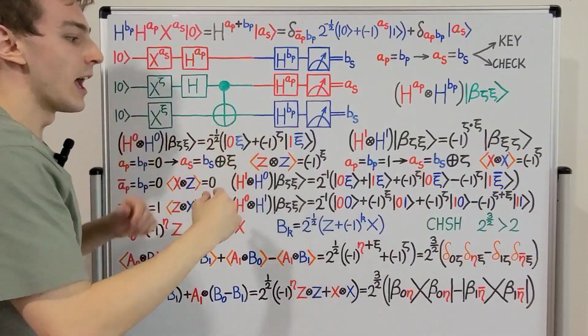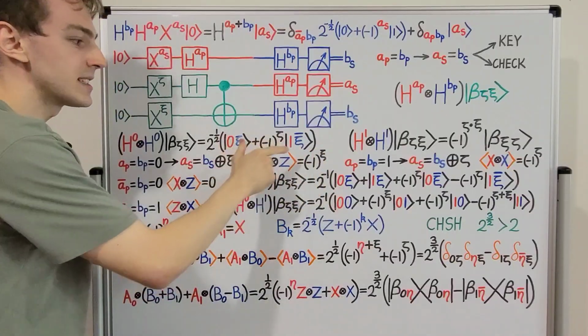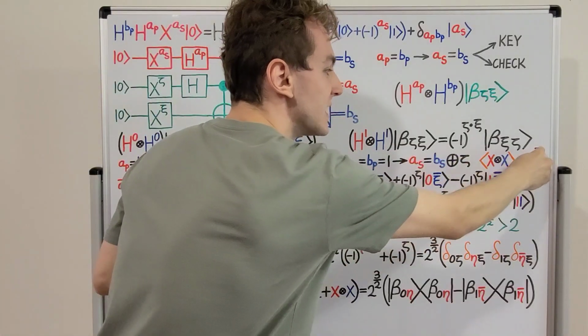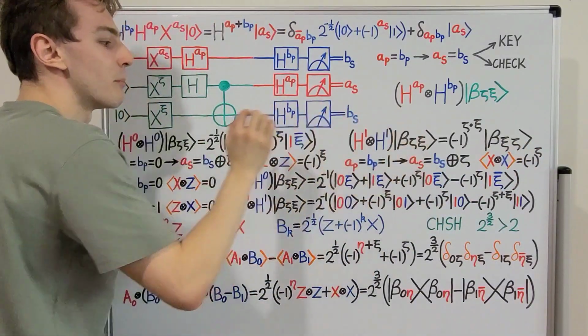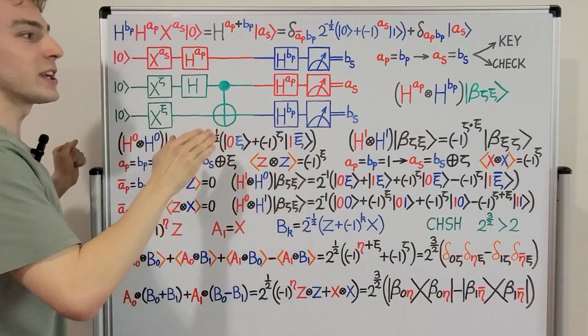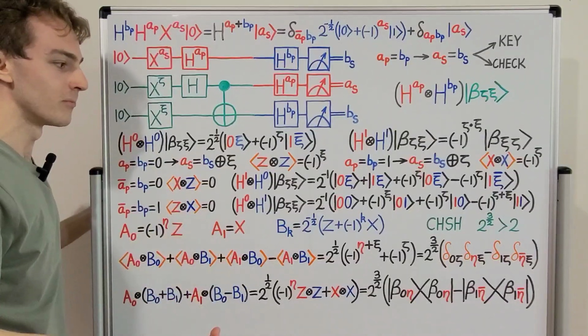And if we do that and evaluate, we're going to get -1 to the power of xi for this case over here, and -1 to the power of zeta for this case over here. So in these two cases, the public bits are equal, so that means we can progress to the next stage in the quantum key distribution protocol.